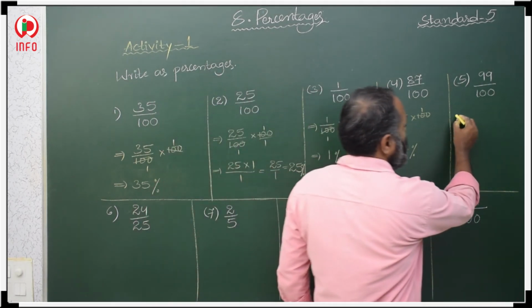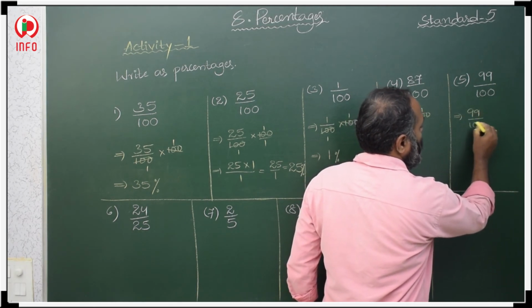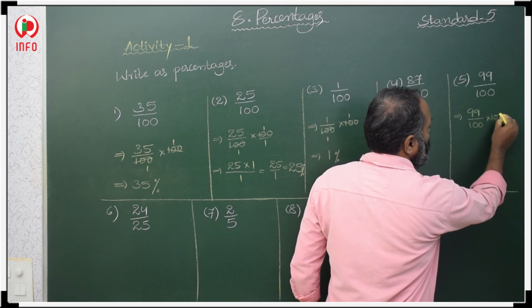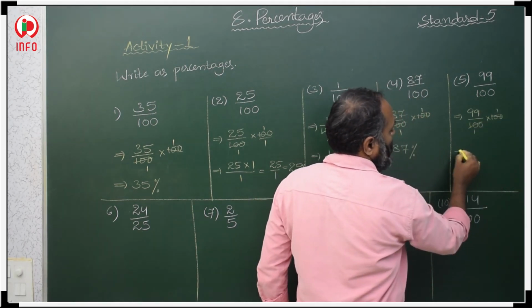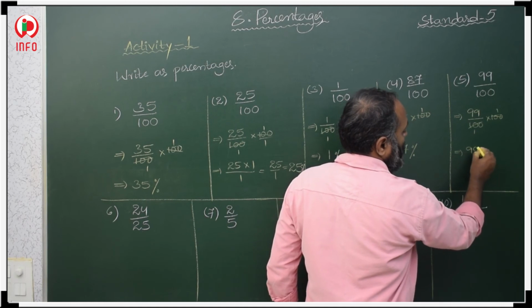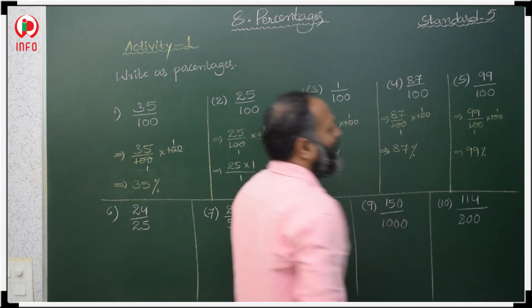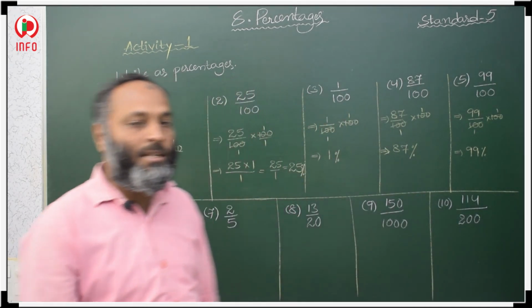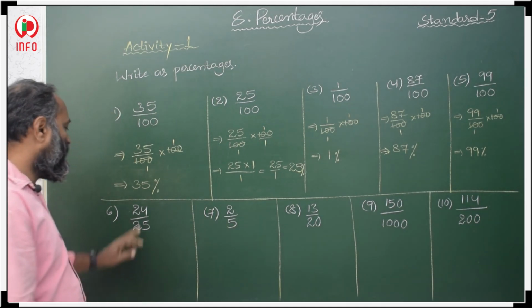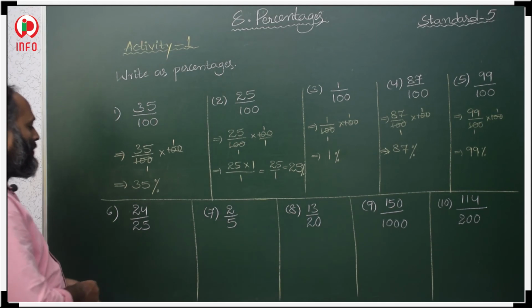Now the fraction 99 by 100 into 100. Then 100 ones are 100. Then what will you get? 99 by 1 means 99%. What is the percentage? 99 by 100 means 99%. Okay. Now, 24 by 25. How much is it?